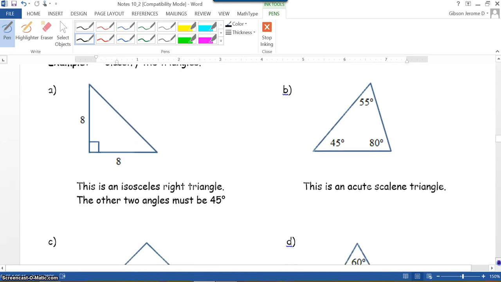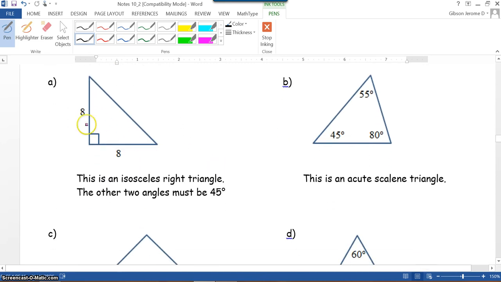Now it says classify the triangles. Now we have A. We notice these two sides are the same. This is an isosceles right triangle because we also have a 90-degree angle. The other two angles must be 45 degrees. And the reason why we could come to that conclusion is because the opposite angles will be the same.